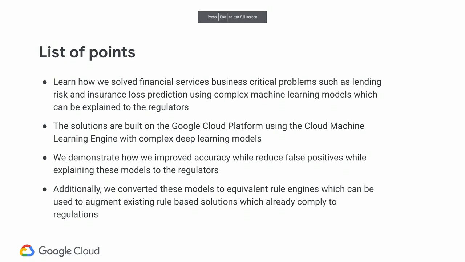Moving forward, we are going to learn how financial, business-critical problems are solved in the area of risk. Lending risk and insurance loss are two use cases we are going to look at, where we'll be explaining the models from a regulator's perspective. All the solutions are built on the Google Cloud Platform, on the Cloud Machine Learning Engine, with complex deep learning models. We'll also demonstrate how we improve the accuracy, yet still explain the models for regulators. And finally, one of the key pieces is we are going to convert some of these models to a rule-based solution in order to augment existing rules.